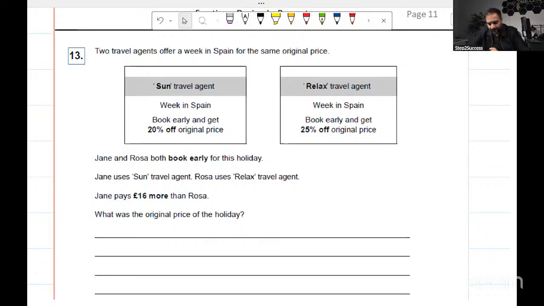Two travel agents offer a week in Spain for the same original price. We've got 16C. Okay, I'll come back to that in a second. Two travel agents offer a week in Spain for the same original price.